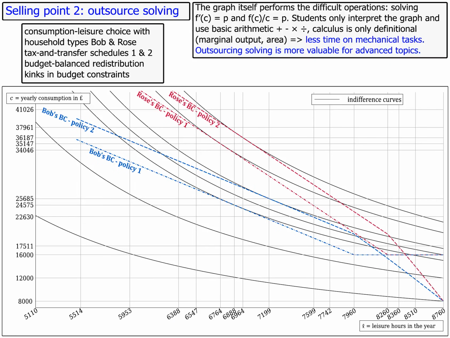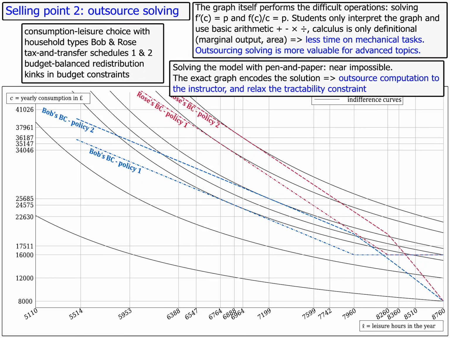The value of outsourcing the solving is probably better illustrated through another example. Here we have a graph representing two household types, each facing a consumption and leisure trade-off, two tax and transfer schedules, with budget balanced redistribution, and kinks in the budget constraints. Solving this model with pen and paper is near impossible.